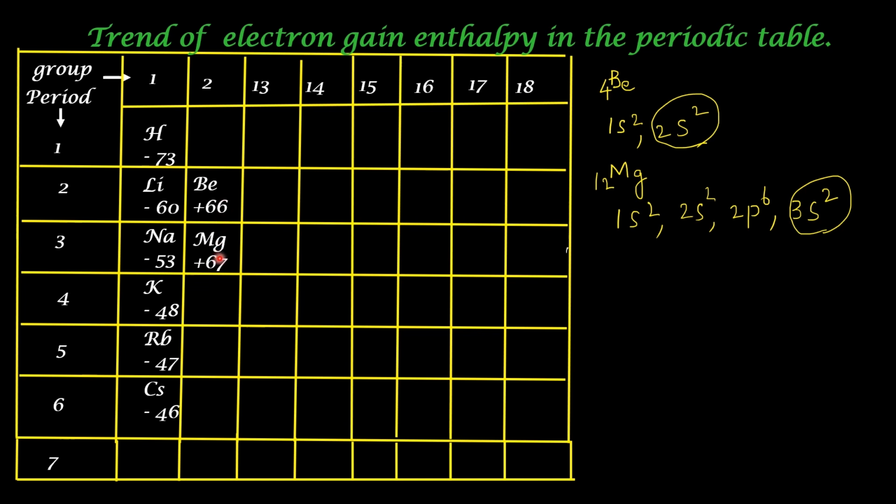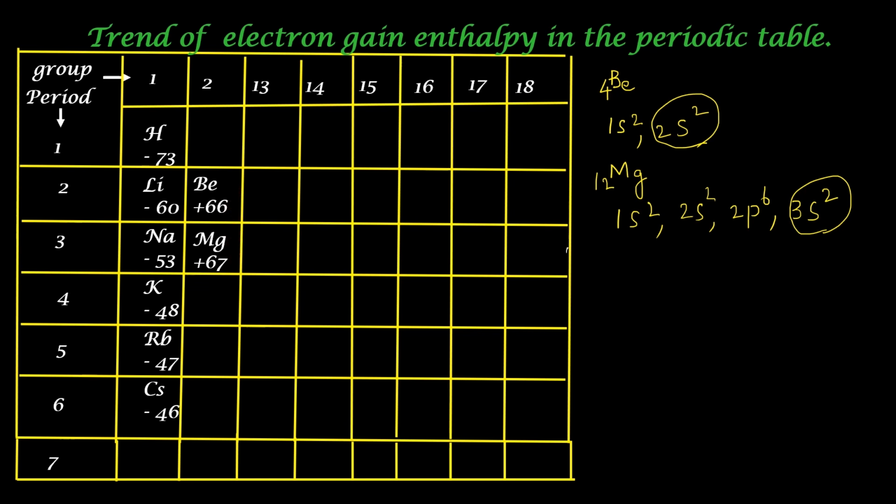Across the group, as the atomic size decreases, we expect the electron gain enthalpy to become more negative with reference to the previous element. But in the case of beryllium and magnesium, the values are positive. Their exceptional behavior is due to the stability of their electron structure. Magnesium requires more energy than beryllium. It is because the magnesium atom is bigger than beryllium, so the electrons are a little far away from the nucleus.